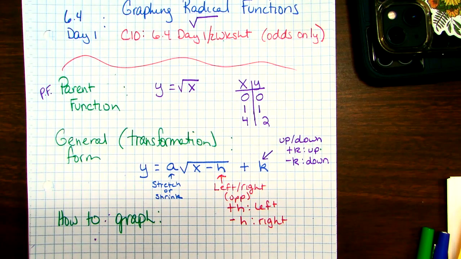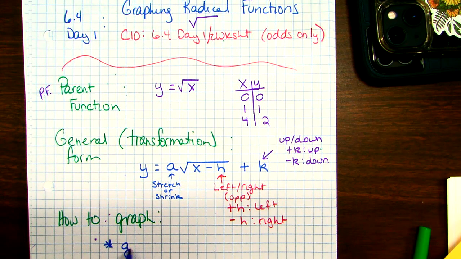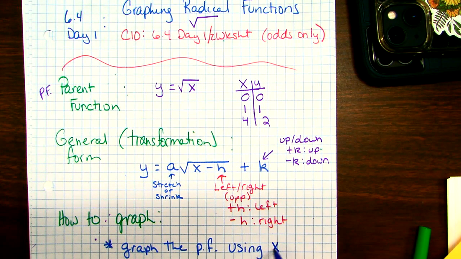Okay? So here's the steps. These are what you're going to do. Okay? So the first step is going to graph the parent function using x's. And I'll explain what that means in a second. Okay? And I'm going to write don't connect.